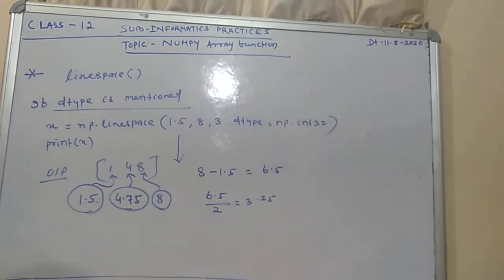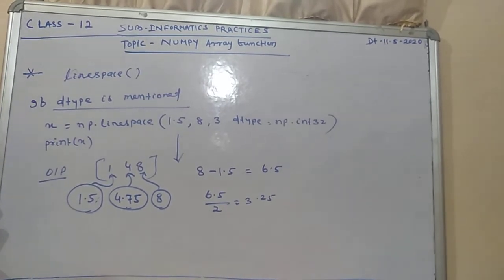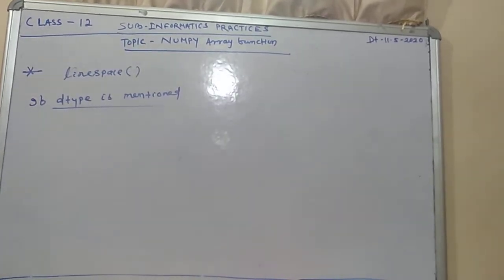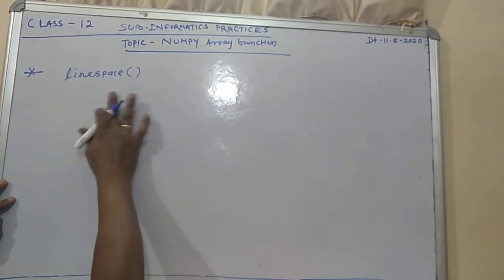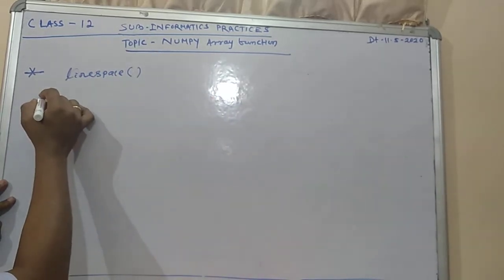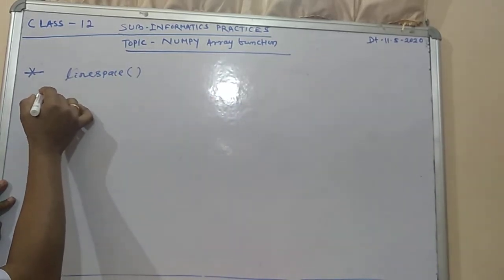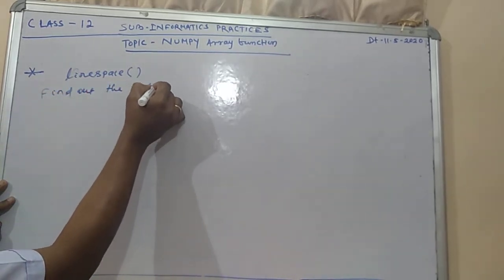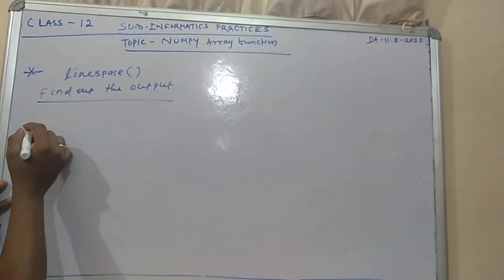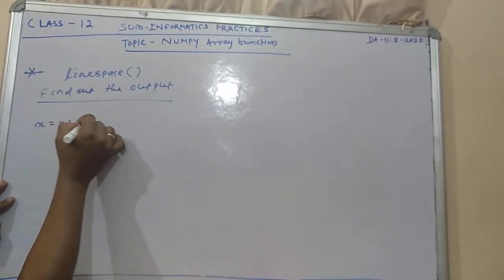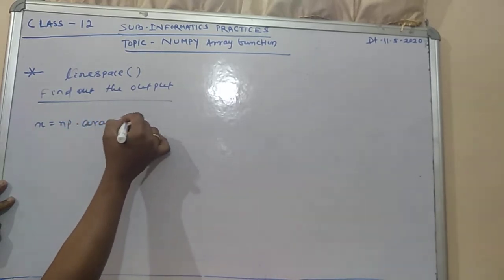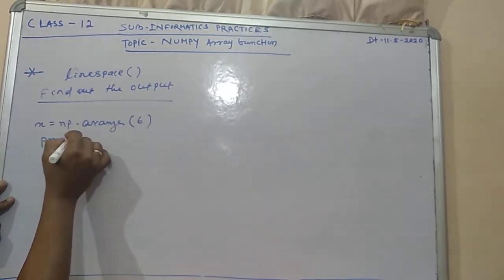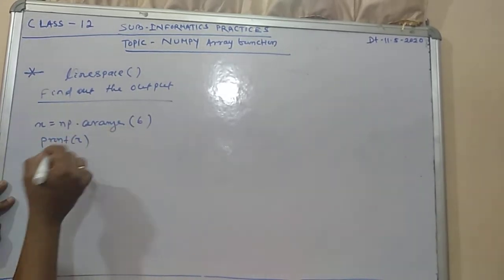Okay. So the last topic of today I am going to discuss. It is for you only. I have given it for you, but I have solved it. The question was: find out the output. First question: x equal to np.arange(6). Suppose I have written print x. What will the output be?